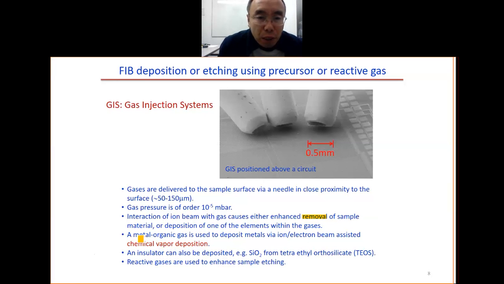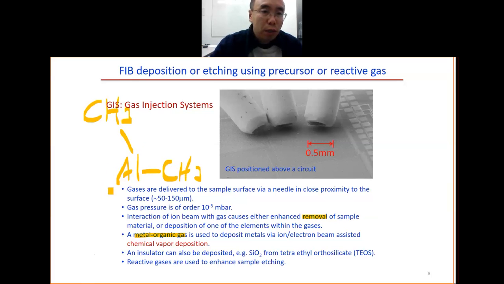For example, if we want to deposit metal, we can use metal organic gas for the deposition of metal. For instance, we can use aluminum. We can use this precursor gas, trimethyl aluminum. Trimethyl aluminum can be used to deposit aluminum. We can also deposit insulating material like silicon oxide by using TEOS, tetraethyl orthosilicate.